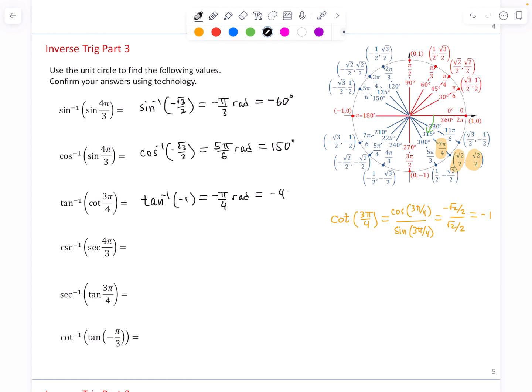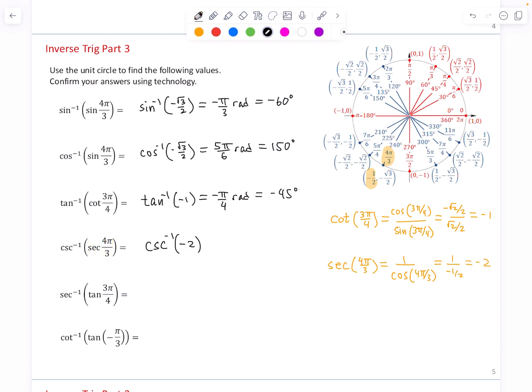or negative 45 degrees. Next one is secant 4 pi thirds. 4 pi thirds is here. Secant is the reciprocal of cosine. Cosine is negative 1/2. So we get 1 over negative 1/2. That simplifies to negative 2. So inside these parentheses is simply negative 2.